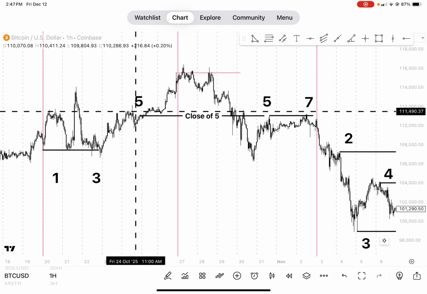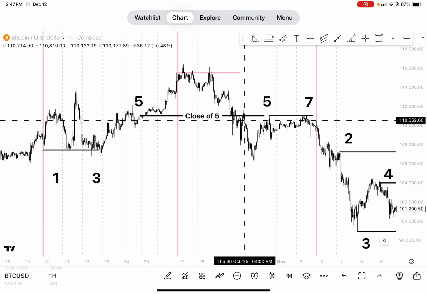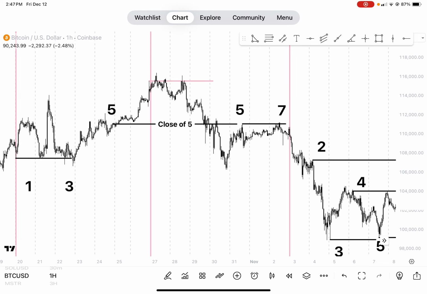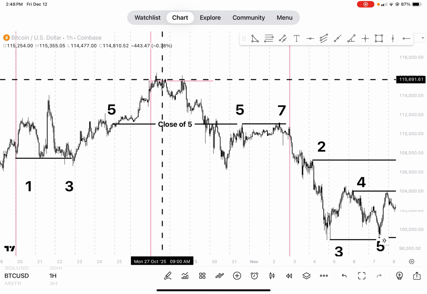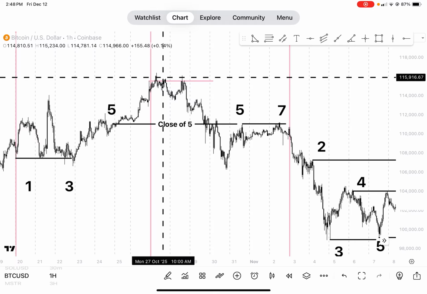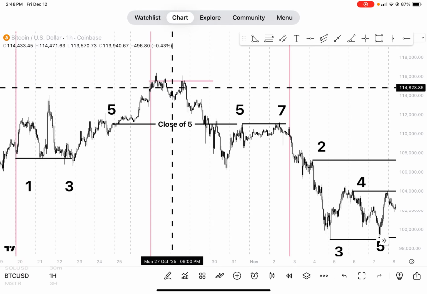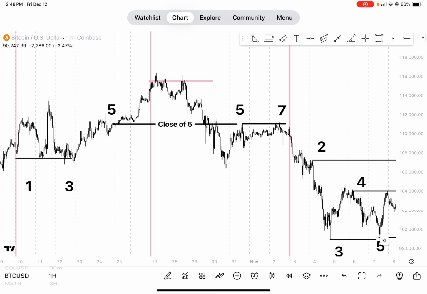Let's see here. 5 high, 5 close, 5 and 7. Oh, this is 7 and 1 up here. This is bar 7, this is 1, and this is 3. So head, shoulder, head right there. Yeah, shoulder, head, shoulder.